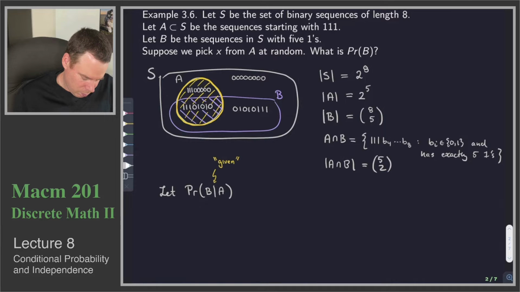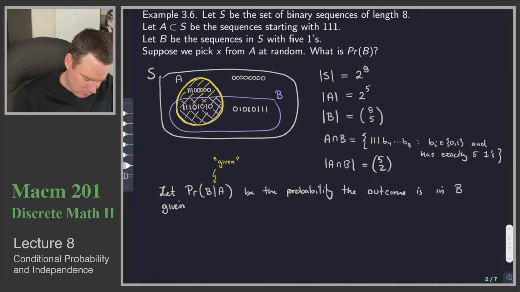So let PR B given A be the probability the outcome is in B, given that it is already in A, then that's what we're trying to find. What is this probability?